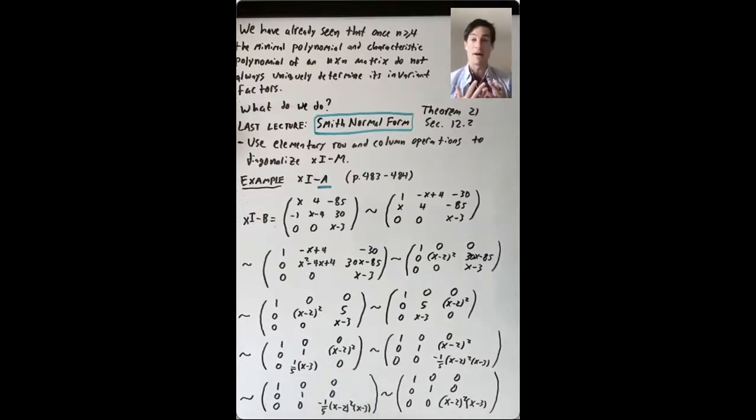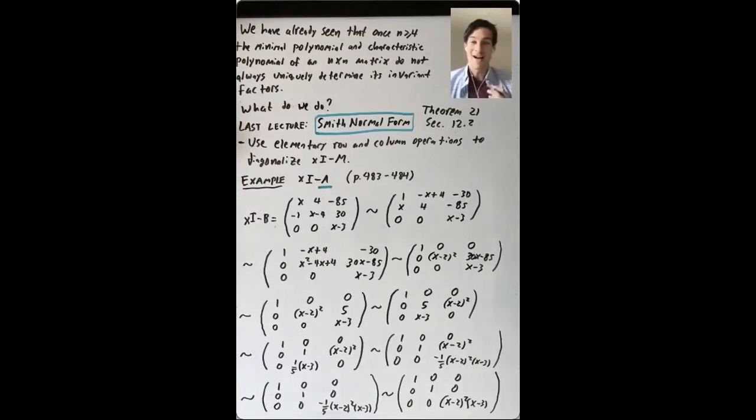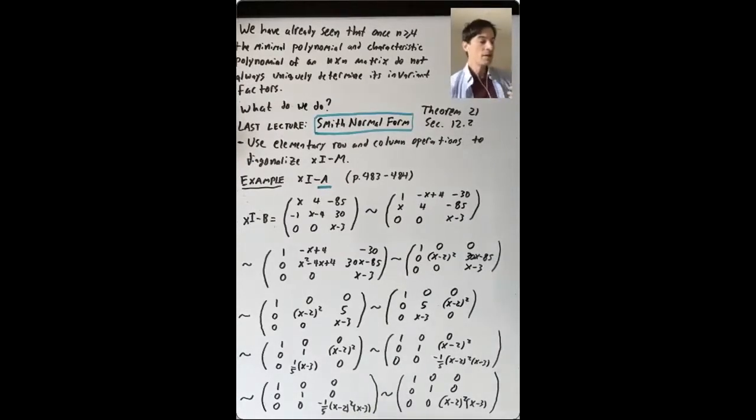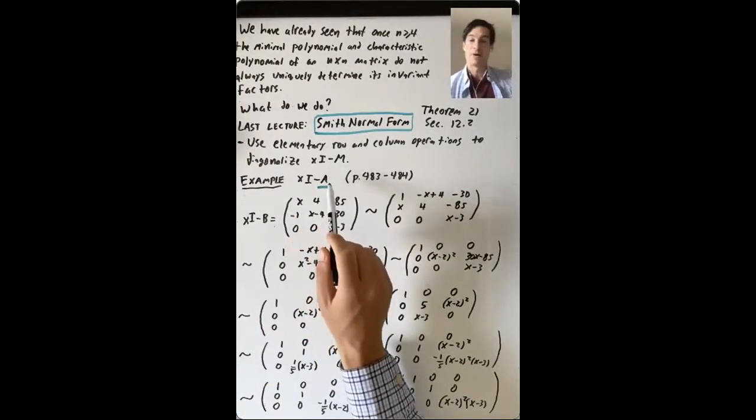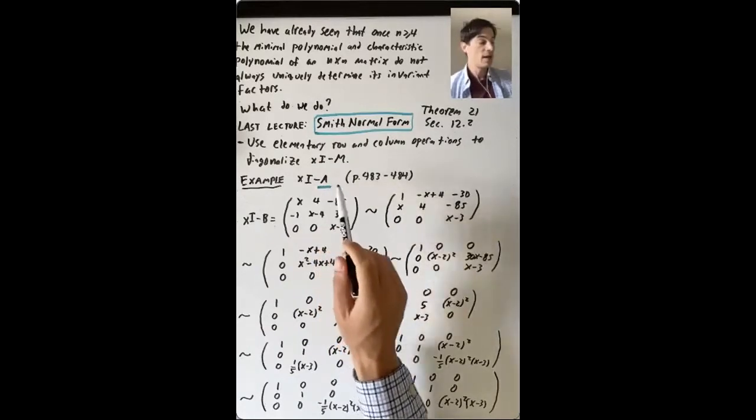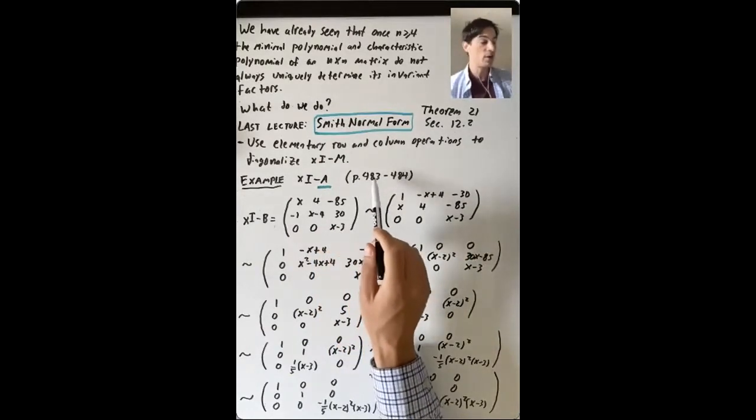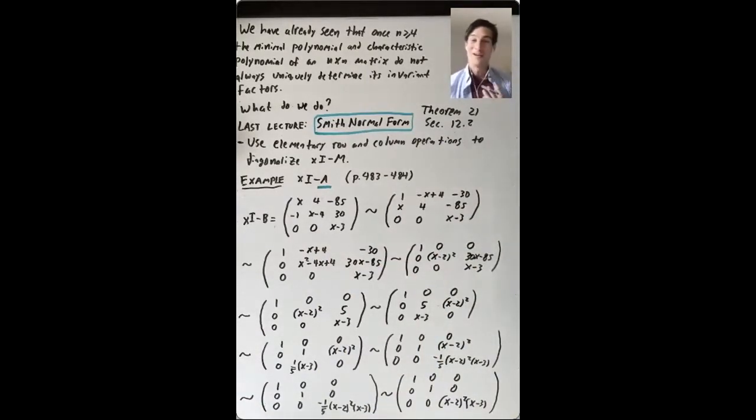So first, I'll just show you how to do this in an example, and then I'll talk about what this gets you. The example of xI minus A, where A is a 3 by 3 matrix from the beginning of this lecture, is done out in detail in Dummit and Foote on pages 483 to 484. So what I wanted to do was do xI minus B and diagonalize this matrix. And there are usually many, many ways to diagonalize a matrix. The sequence of row and column operations that you do is definitely not unique. And I'm not claiming at all that this is the best way. This is the one that I figured out for myself. So I want to talk through it and talk about the thought process a little bit.